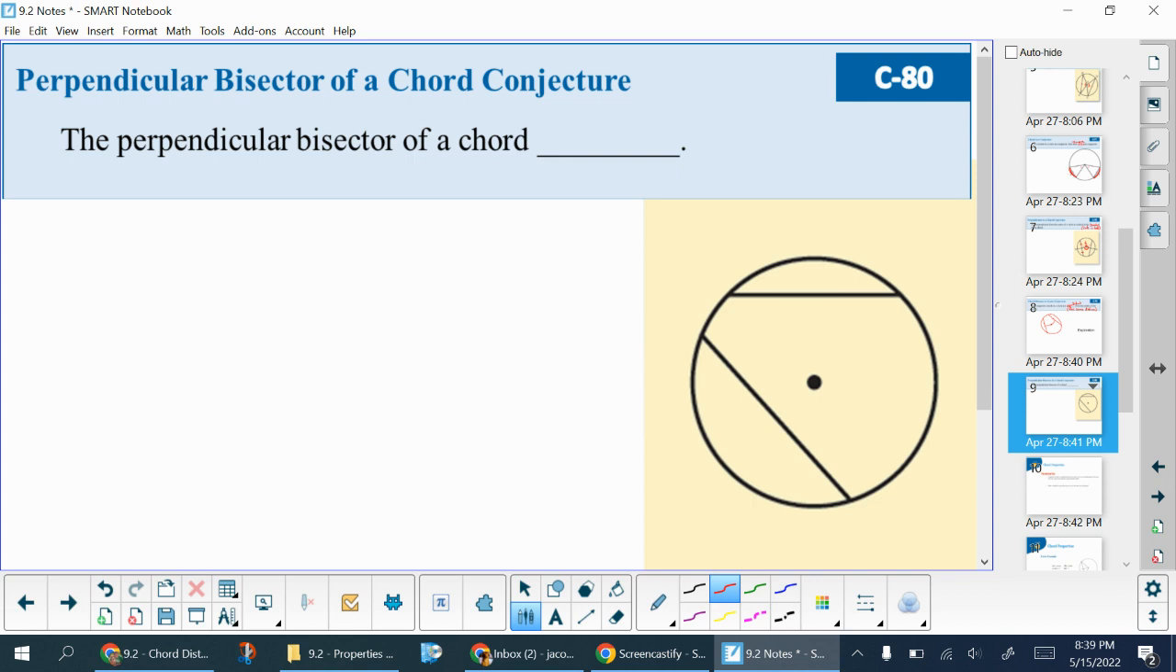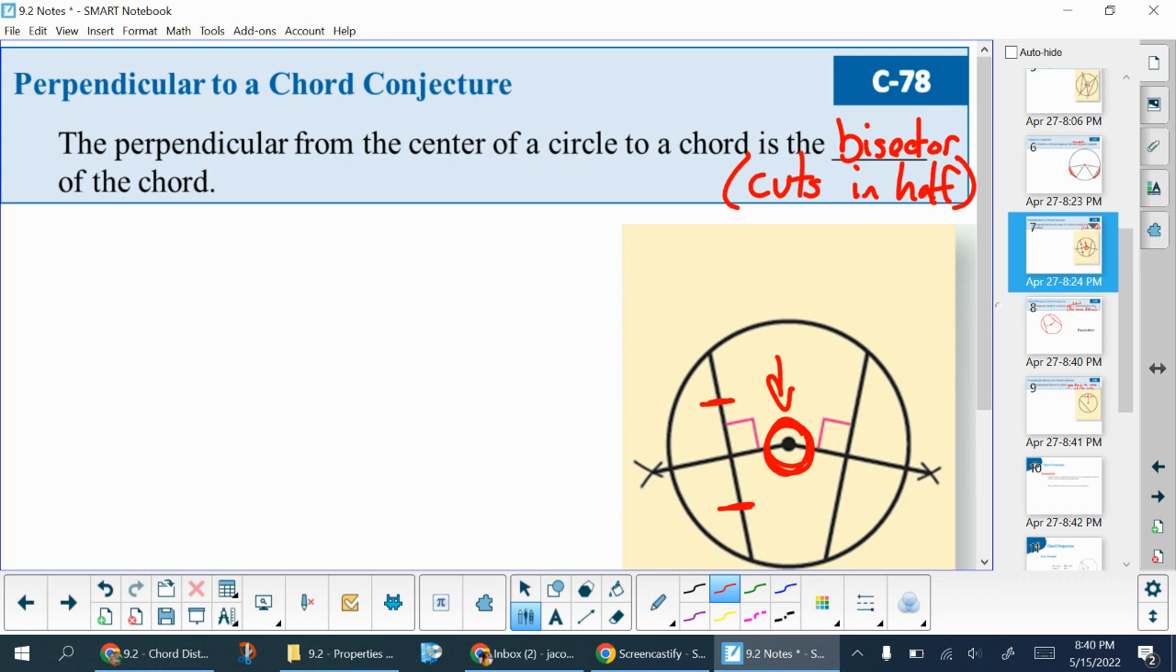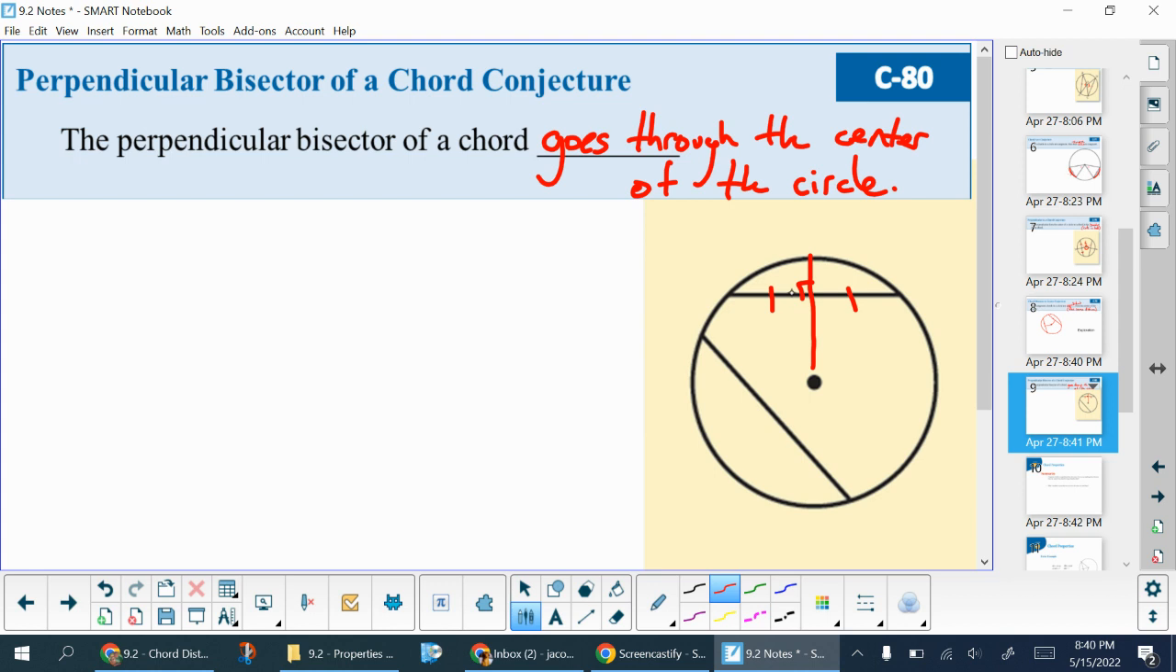Okay, one more here. The perpendicular bisector of a chord. So if I were to take this chord here and draw in the perpendicular bisector, meaning it's perpendicular and it bisects the chord, it is going to go through the center of the circle. So that is just the exact opposite of this one here. So this one said if it's a perpendicular from the center, it cuts it in half. This one said if it's perpendicular and cuts it in half, it goes through the center. So those are just the exact opposite.